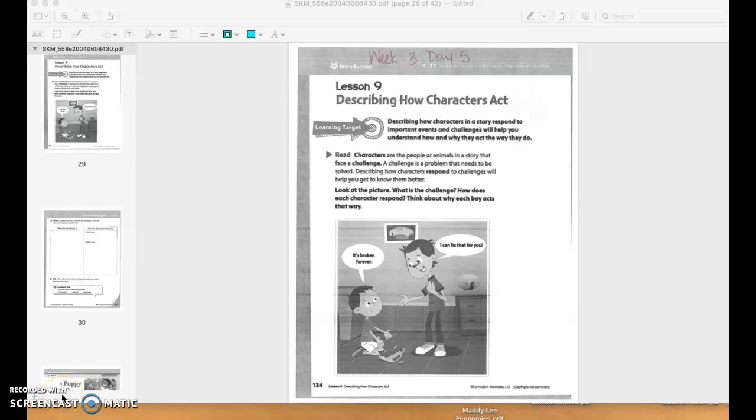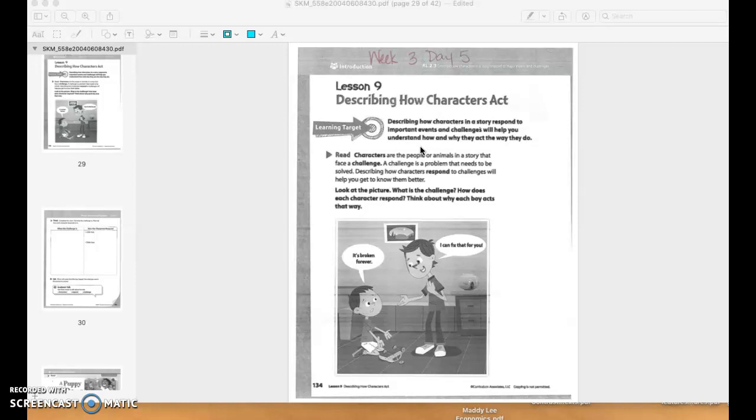Today is Friday, April 10th, and we are working on the last portion of your reading packet today, week 3, day 5. This is lesson 9, and it's all about describing how characters act. And it says that describing how characters in a story respond to important events and challenges will help you to understand how and why they act the way they do.